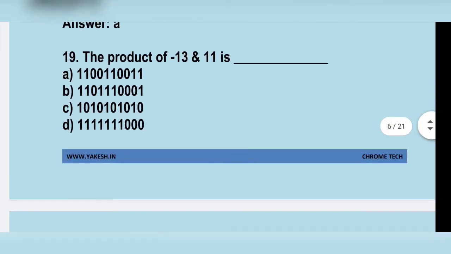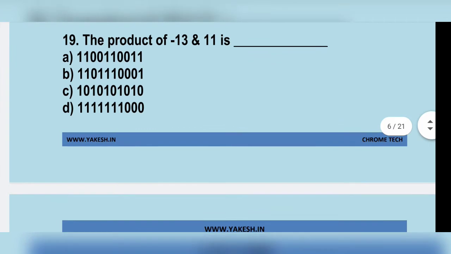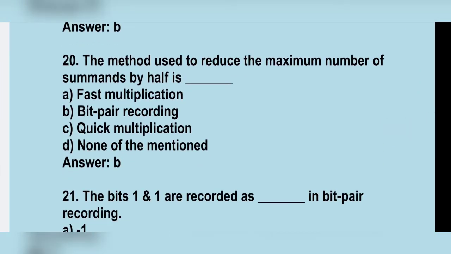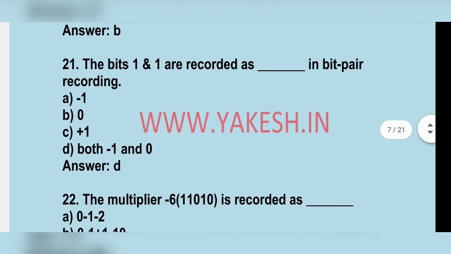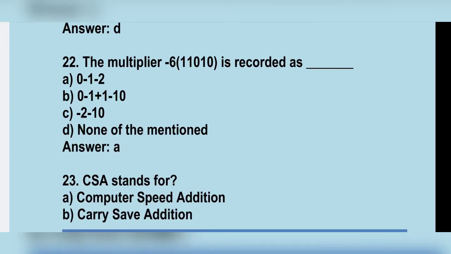The product of -13 and 11 is option B. Option B is the correct answer. The method used to reduce the maximum number of summands is option B, bit-pair recoding. The bits 1 and 1 are recoded as option D, both -1 and 0 in bit-pair recoding. The multiplier -6, 11010, is recoded as option A, 0, -1, -2, the correct answer.